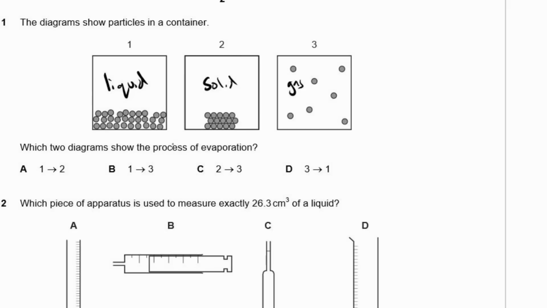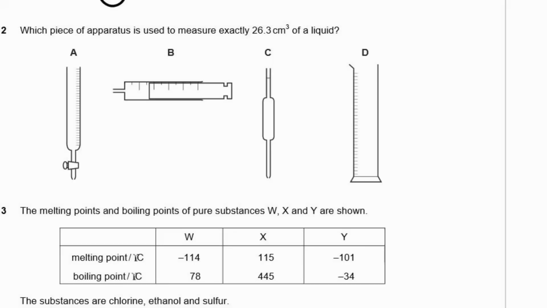So which diagram shows the process of evaporation? In evaporation, you go from a liquid to a gas. So that's 1 to 3. The answer is B. Question 2. Which piece of apparatus is used to measure exactly 26.3 centimeters cubed of a liquid? If you want to be exact, you need to use a burette. And this one is a burette, so it would be A.